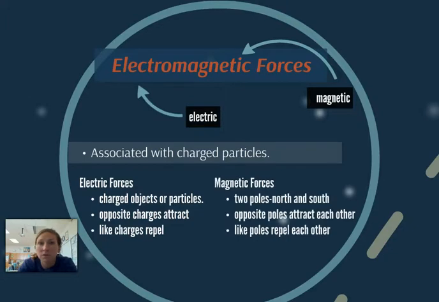Magnetic forces would be involved with certain metals and other objects, or like magnets, of course. They have 2 poles, north and south, which also attract if they're opposite and repel if they're alike. Now, this force in particular is unique because it can both attract and repel. The other forces are not able to do that. They're more strictly attracting forces.